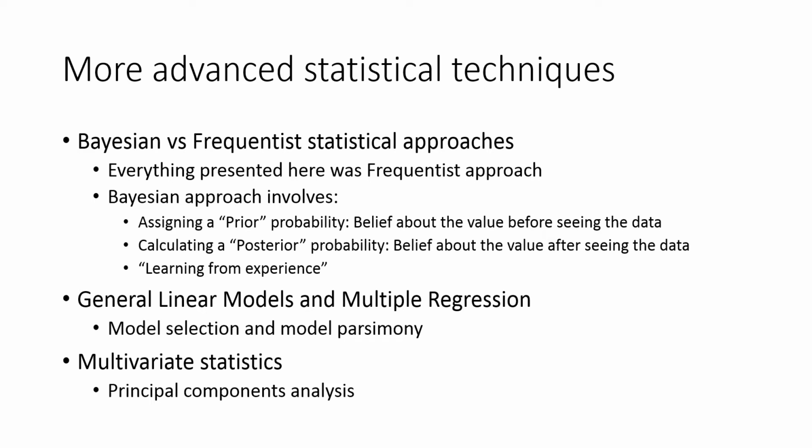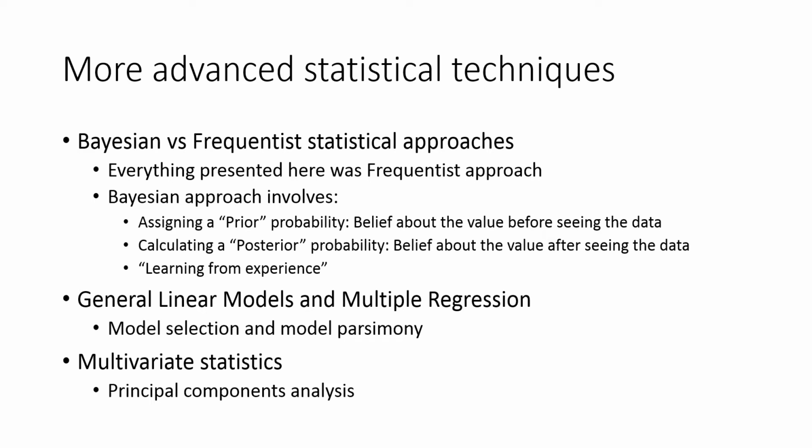But the Bayesian approach basically lets you say you know something about, or have a guess about, something that's going on in your data before you actually do your statistical test. They call it assigning a prior probability. It's your belief about the value before you've actually seen the data.